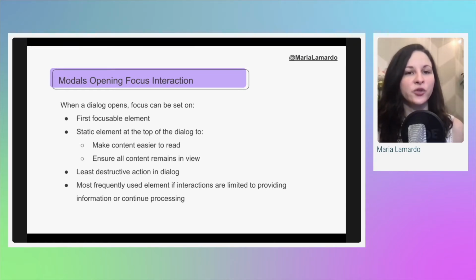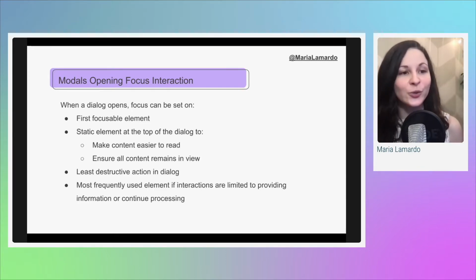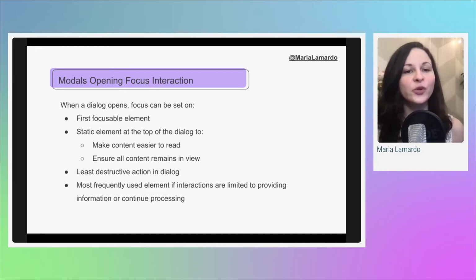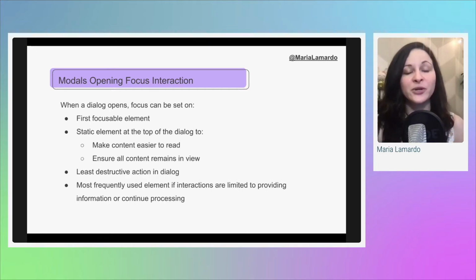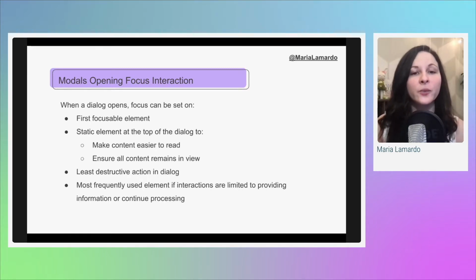Like for example, let's say that your first focusable element is down below and would scroll and take some content out of view. If you do that, then users might lose some of that content. So you want to make sure that all of the content remains in view. You also want to make sure that you're moving focus into something that is not a destructive action. So for example, let's say that this modal is to delete a bank account and it opens and it says, are you sure you want to delete this bank account? Your focus shouldn't be on the confirm button right away because users might mistakenly press it and then delete their bank account and there might not be a way to retrieve it.